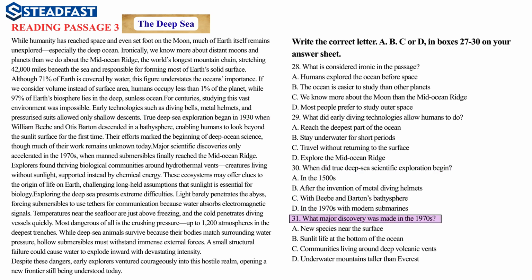Next, question 31. What major discovery was made in the 1970s? In paragraph 3, it explains that in the 1970s, manned submersibles reached the mid-ocean ridge and found thriving communities around hydrothermal vents, living without sunlight. That matches communities living around deep volcanic vents. So the answer here is option C.